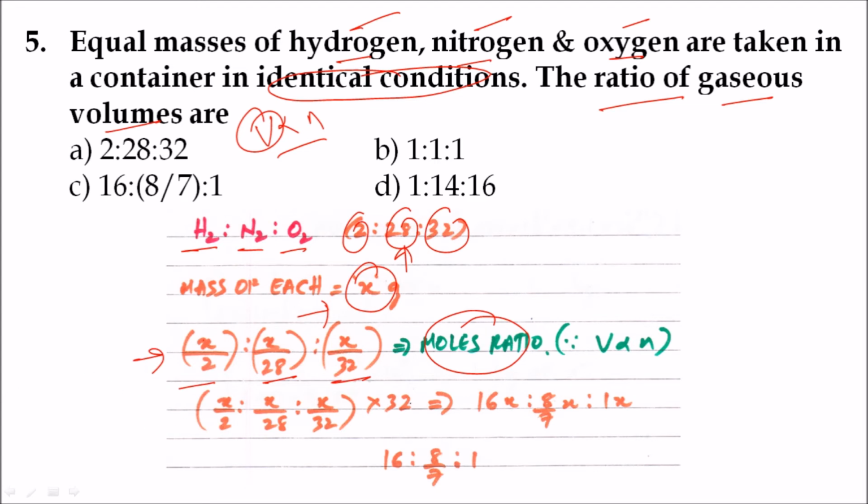What we need to do, just multiply by 32, so you can get simplified form. If you multiply each of these numbers by 32, the first number x by 2 into 32 is converted into 16x. Then x by 28 into 32 will get 8 by 7 into x, and x by 32 into 32 will get 1x. So the ratio will be 16 is to 8 by 7 is to 1. So the ratio of gaseous volumes, or the ratio of number of moles of hydrogen, nitrogen and oxygen will be in the ratio of 16 is to 8 by 7 is to 1. So the right answer is option C.